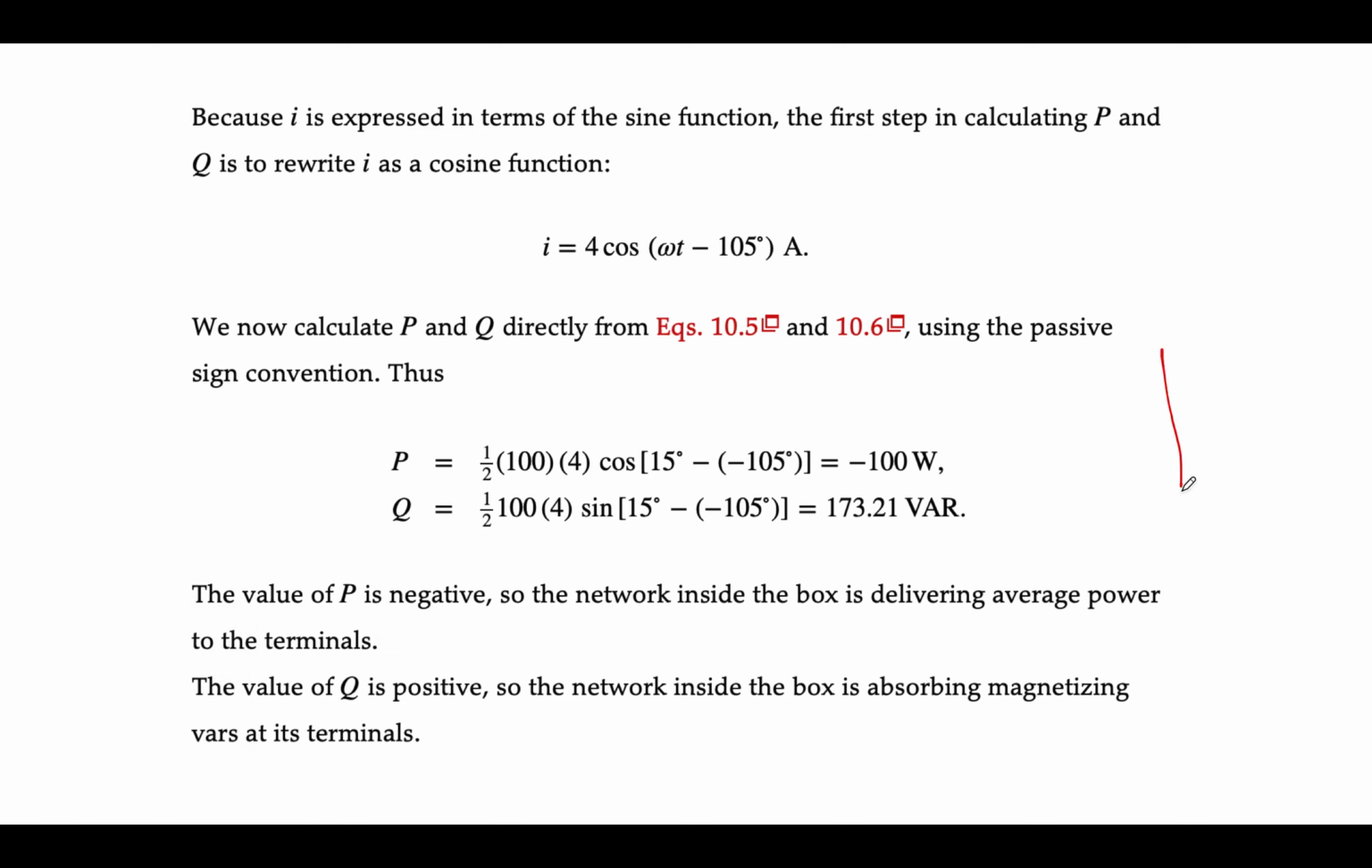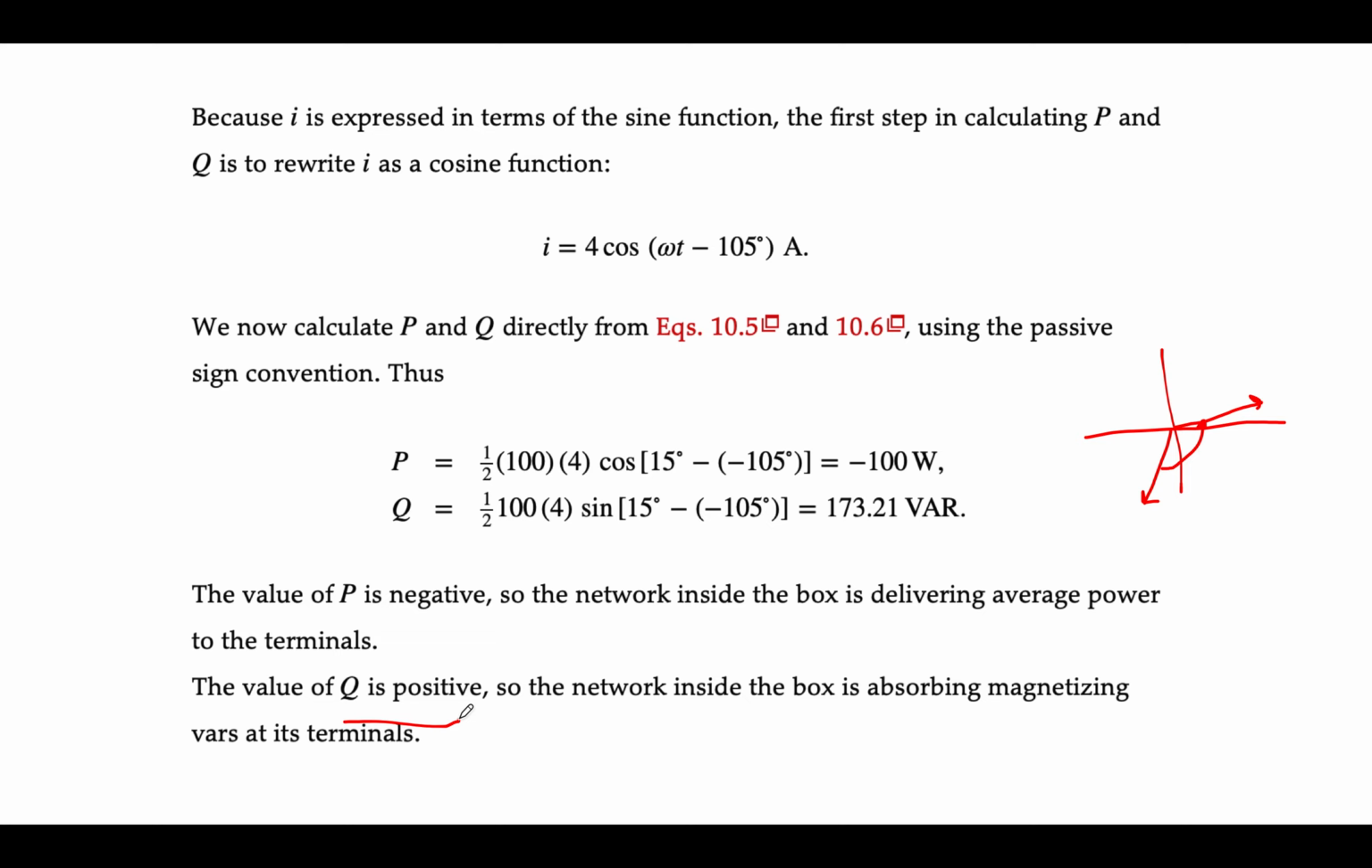So let's draw our complex plane. The voltage is here at 15 degrees. The current is here at minus 105 degrees. The voltage is leading the current, okay, because it is 120 degrees ahead in a clockwise rotation, or the angle that is less than 180 degrees. So voltage leads the current. Q is positive. Our load is inductive.